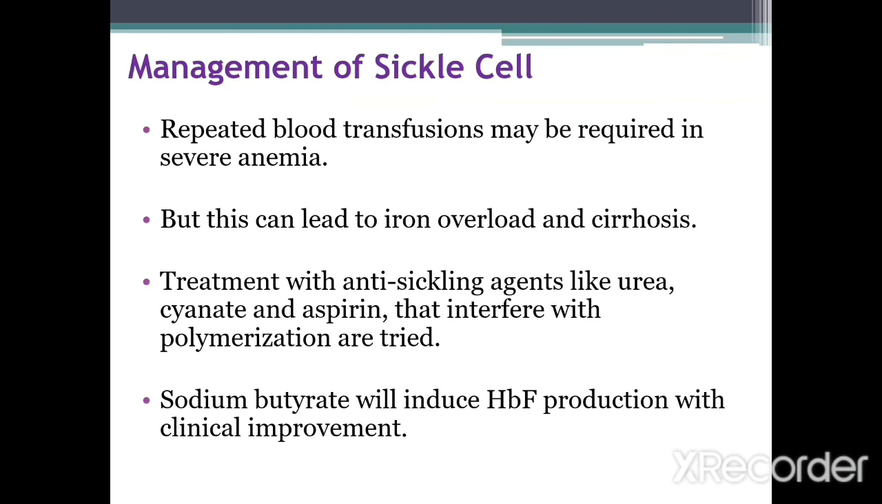Repeated blood transfusion may be required to treat severe anemia, but this can also lead to iron overload and cirrhosis. Then treatment with anti-sickling agents like urea, cyanate and aspirin, they will interfere with the polymerization.